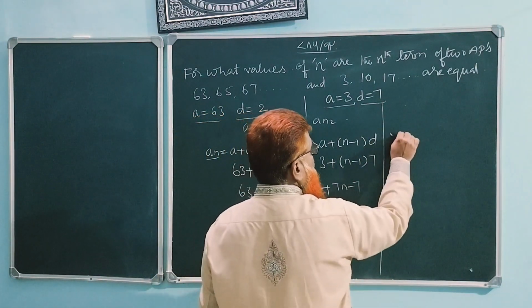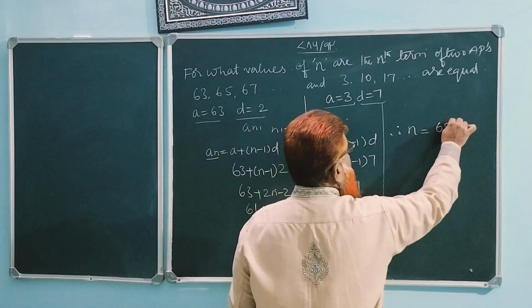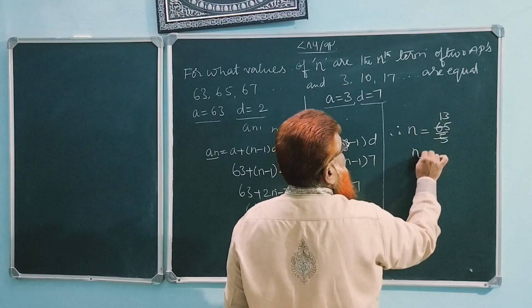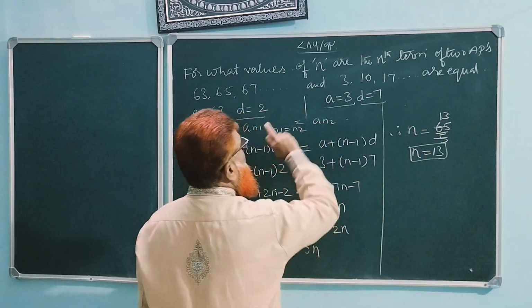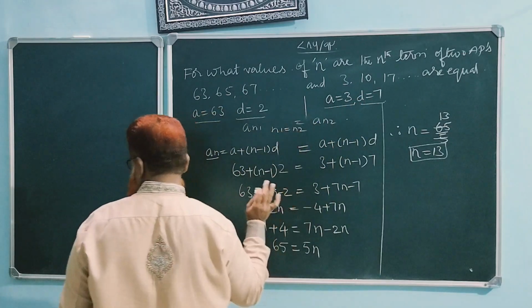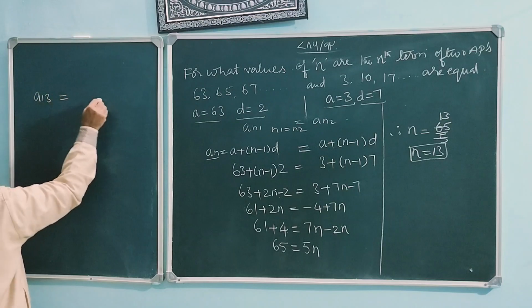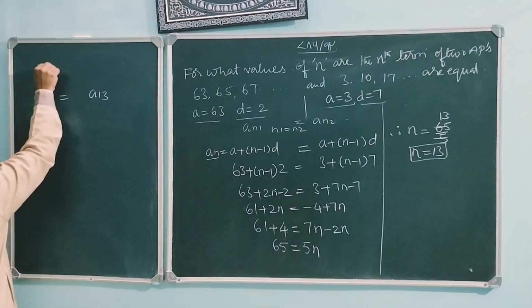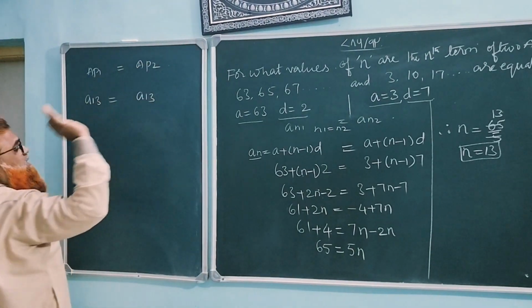Therefore, we want the n. N is equal to 65 divided by 5. 5 ones are 5, 5 thirteens are 65. N is equal to 13. A13 will be the same for both the APs. Now you just find out that A13 is equal to A13. This is AP1 is equal to AP2, the A13 terms are equal.